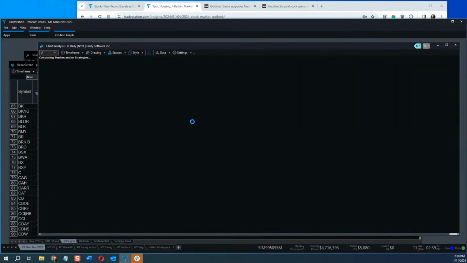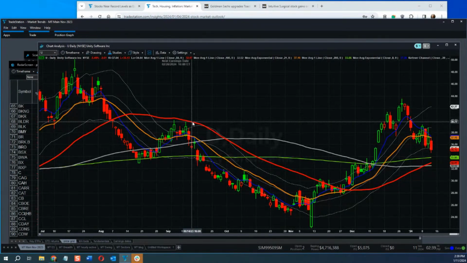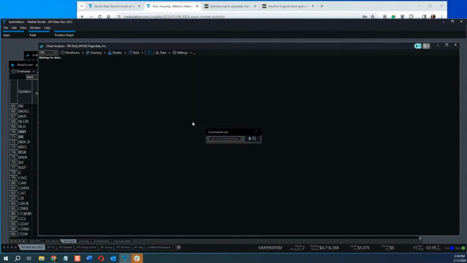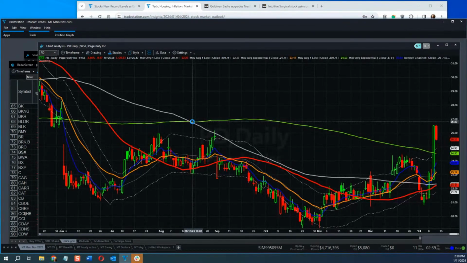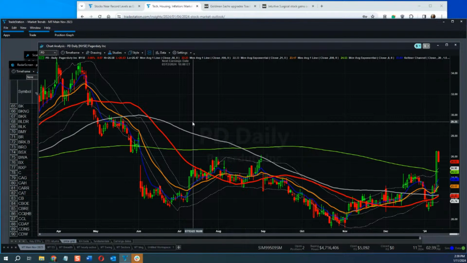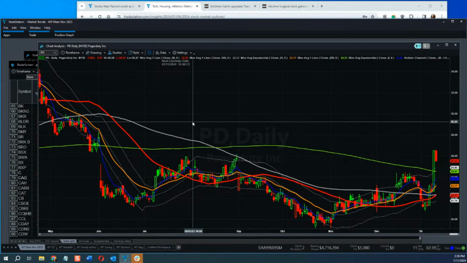Unity Software with those job cuts was interesting. There's another one I was watching: PagerDuty. I was looking at some people talking about potential short squeezes, and this name was on the list for short squeezes. PD, this is another tech name that went public back in like 2018 or something. Interesting to see that short squeeze in it yesterday.